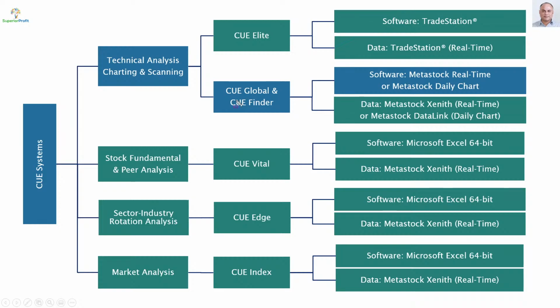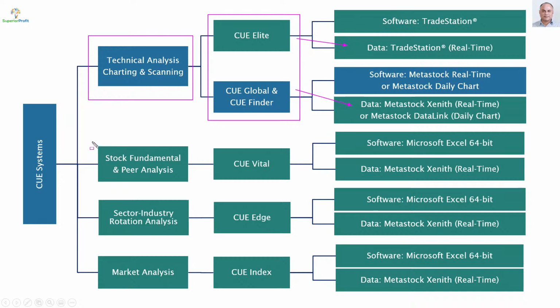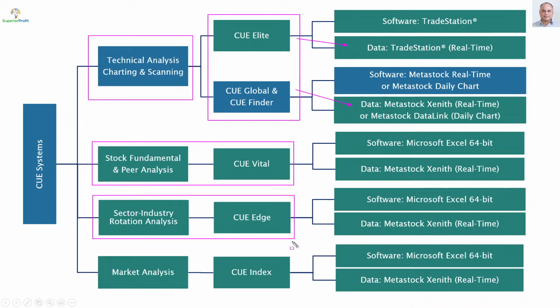This is a live session. I'll use the systems that I use in my actual trading to look at the market and hopefully find some viable stocks. I will use Q Elite and Q Global for technical analysis. Q Elite runs on TradeStation, Q Global runs on Metastock and Zenith data. I use Q Vital for fundamental analysis, Q Edge for sector industry rotation analysis, and Q Index for market level index analysis.